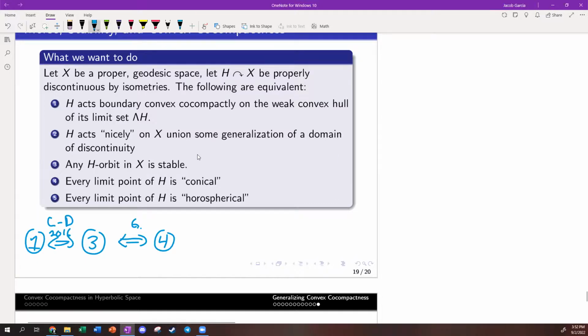To be completely fair, Cordes and Durham showed that 3 implies a different variation of 4, but their definition of conical wasn't strong enough to show the converse. So part of my work was to find a slightly stronger definition of conical, which is implied by 3, but also goes back to 4. And I've also shown that there is a definition of 5, so that 4 implies 5.